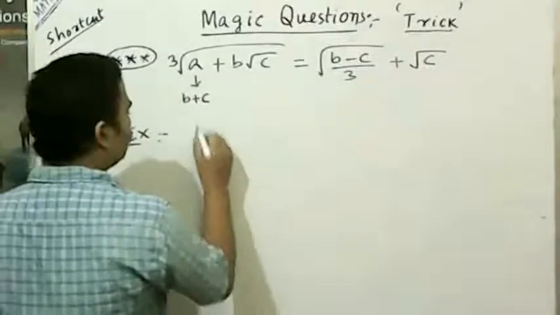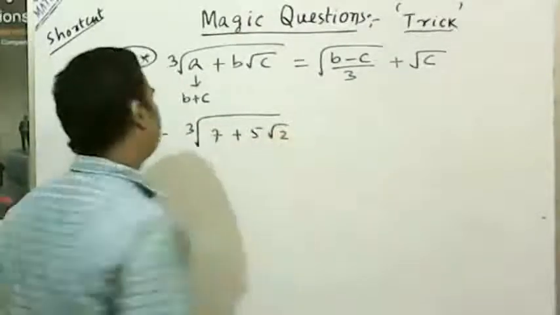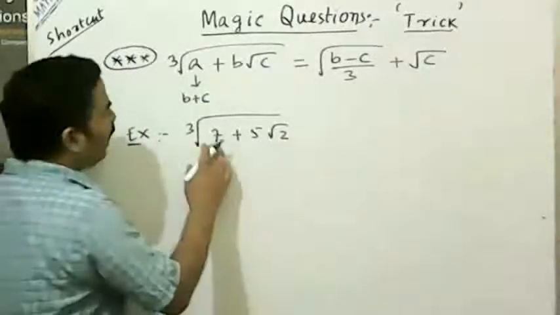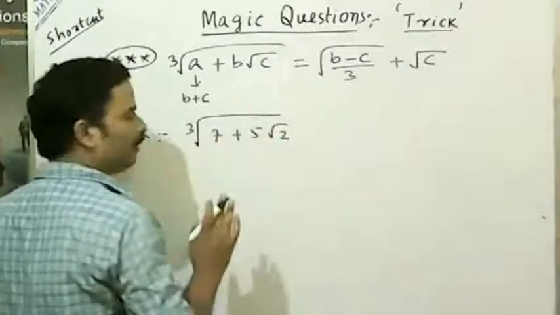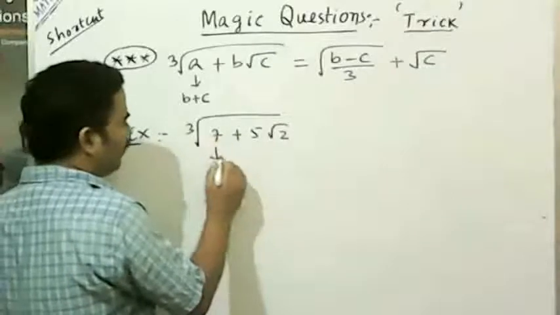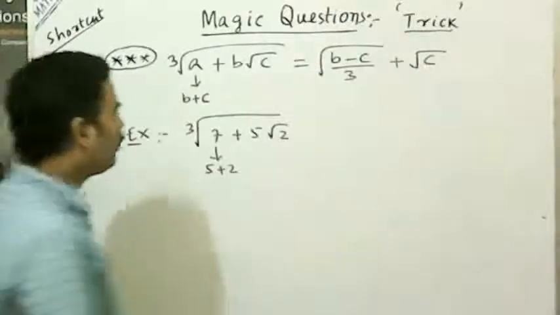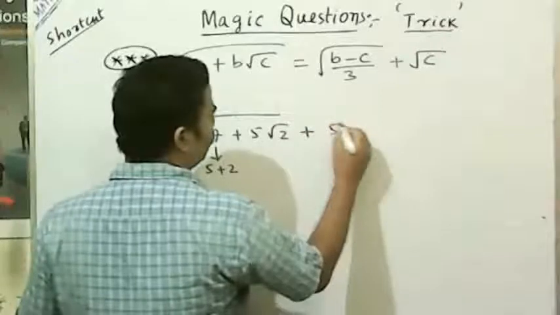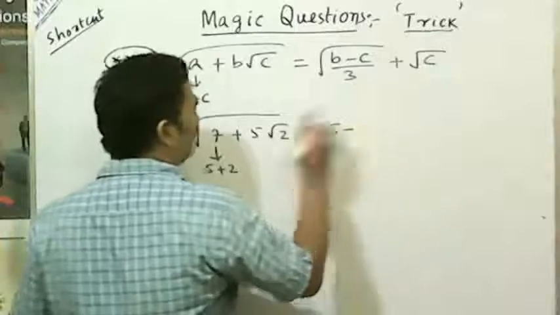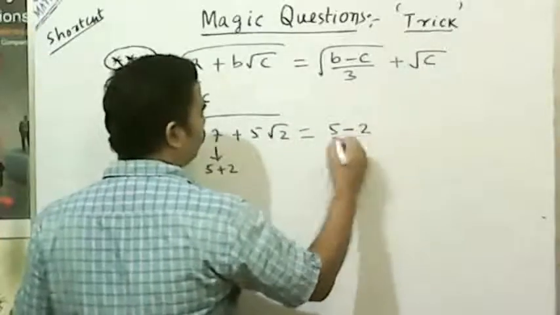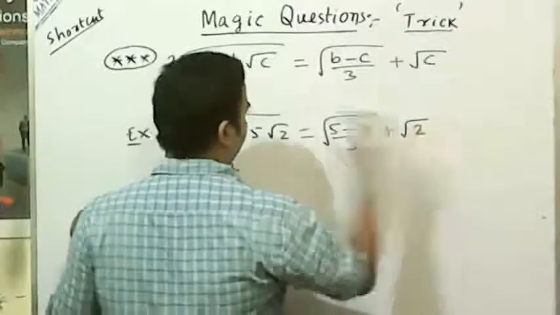Example: cube root of 7 plus 5 root 2. This is the cube root. Here a is equal to 7, b is equal to 5, c is equal to 2. That means 7 is equal to 5 plus 2, that is right, the b plus c sum. So according to that, the result comes: b minus c, c value is 2, by 3, root over plus root over 2.